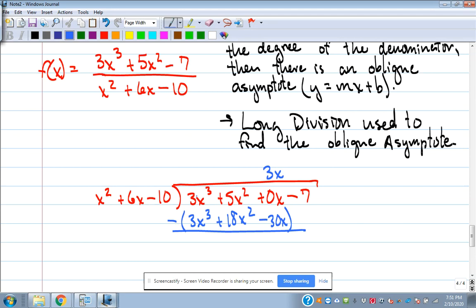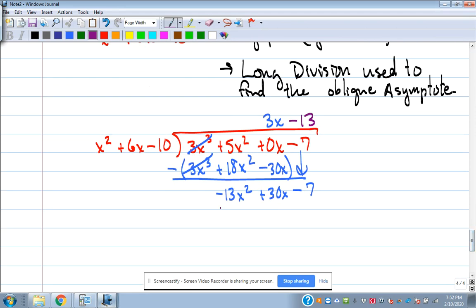So then we're going to subtract. The x cubes go away. 5 minus 18 would be negative 13. 0 minus negative 30 would be positive 30x. And then the minus 7 comes down. The next thing to do, look at the first term again. x squared times what gets me negative 13x squared? It'd be negative 13, wouldn't it? Negative 13 times x squared would be negative 13x squared, right?